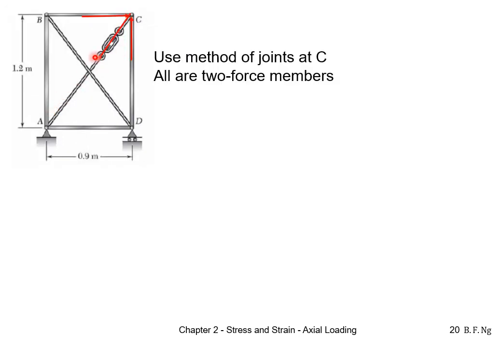An observation we can make here for this problem is that all the rods are two force members because they are pin-ended and there are no transverse loads. Hence, we can use the method of joints at point C, where the forces AC and CD meet. Because the rod AC is in tension, the direction of force acting on pin C will be known. The forces in BC and CD, we will assume they are in the directions as shown over here.